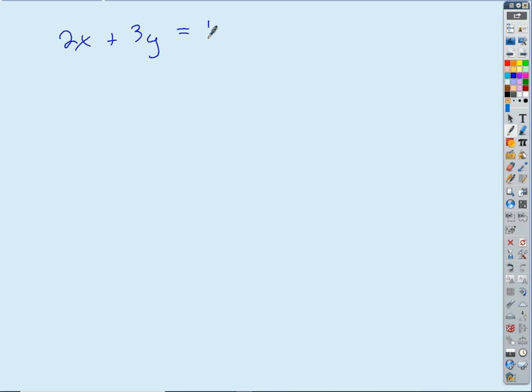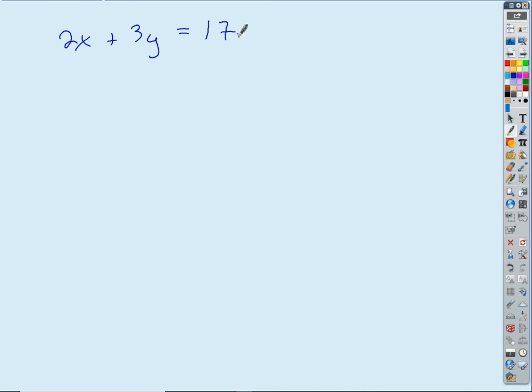17. Okay, what does it mean to be a solution of this equation? It's going to have to be an ordered pair, right? Because I've got x's and y's, and what does that ordered pair have to do? It has to add up to be 17. In other words, it has to satisfy this equation, right?